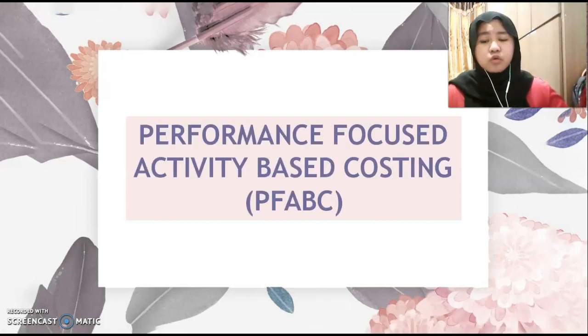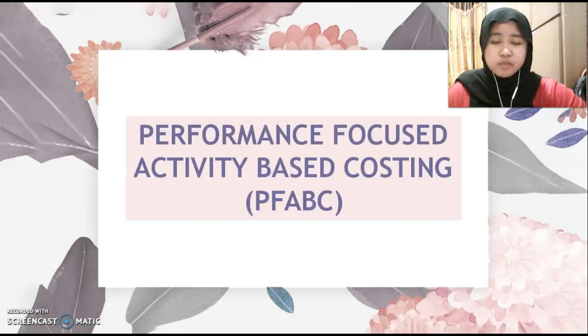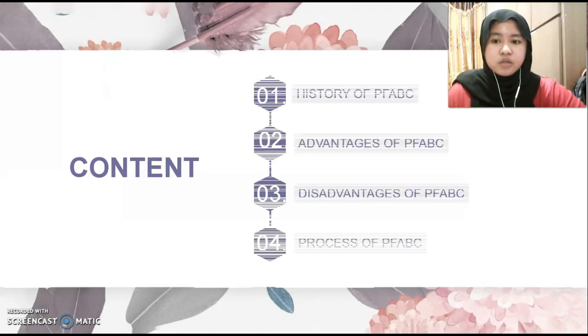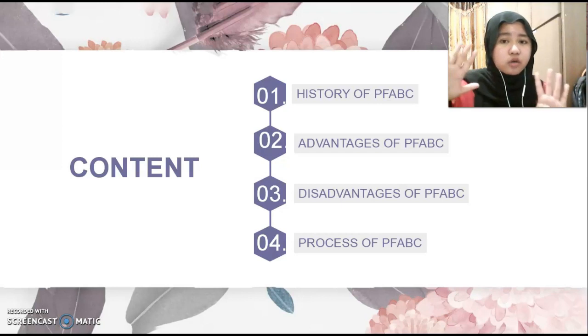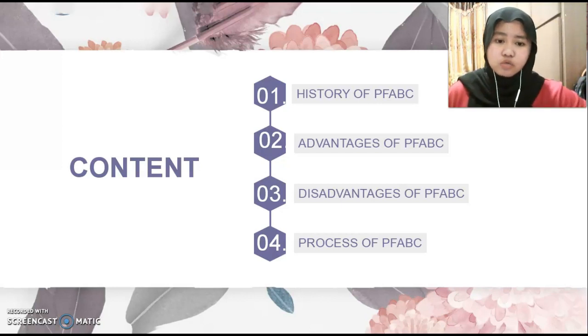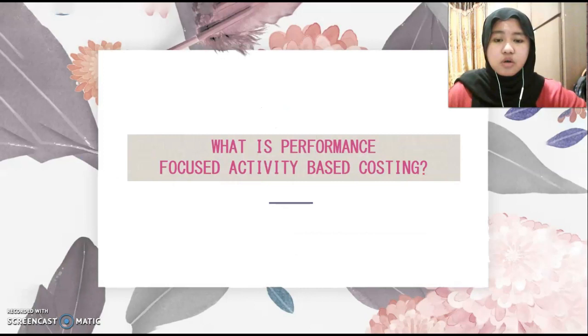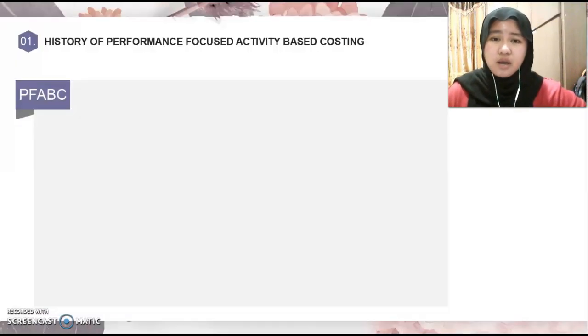Today I'm going to present about performance-focused activity-based costing, which is one of the costing systems that calculate the cost or price of goods and services. So this is the content of my presentation today: the story of PFABC, advantages and disadvantages of using PFABC, and the 9 processes on how to use this method. So, what is actually performance-focused activity-based costing?